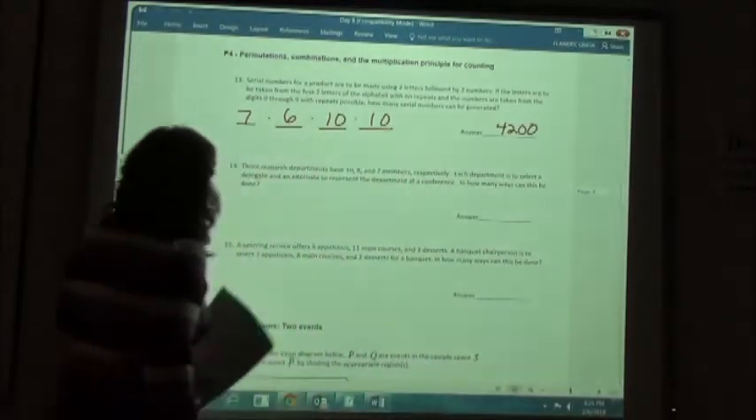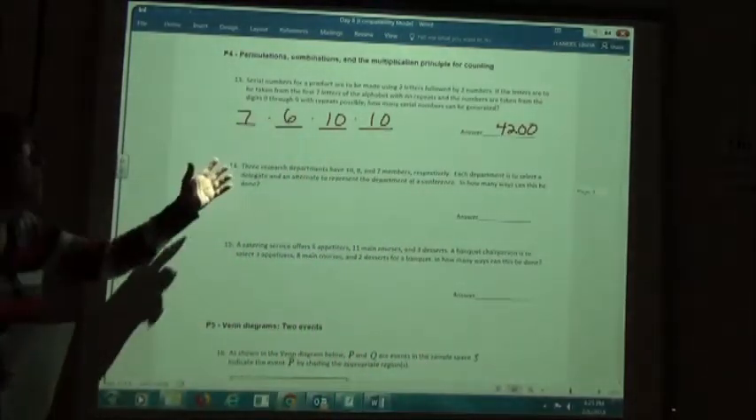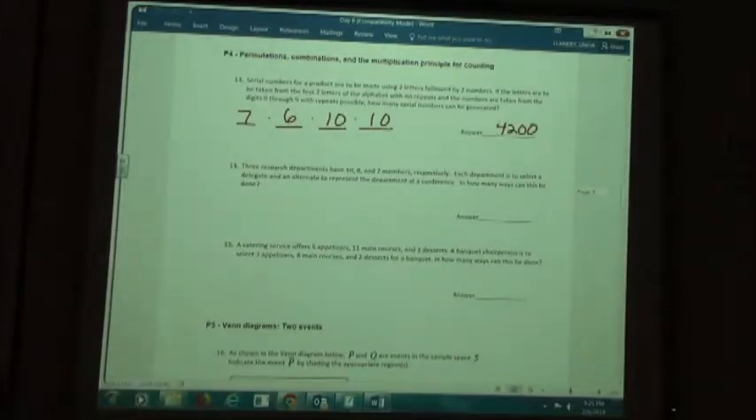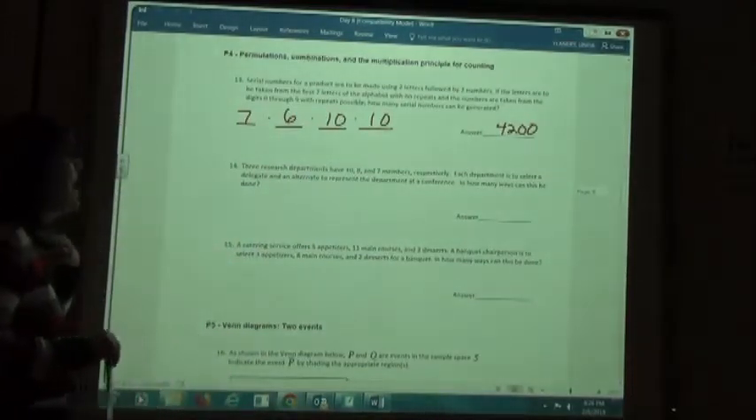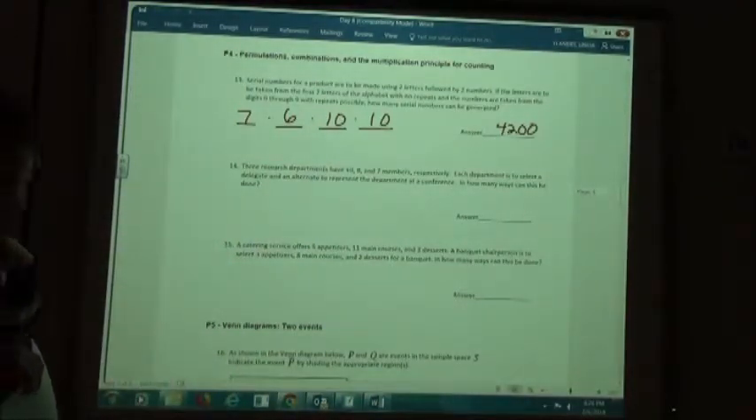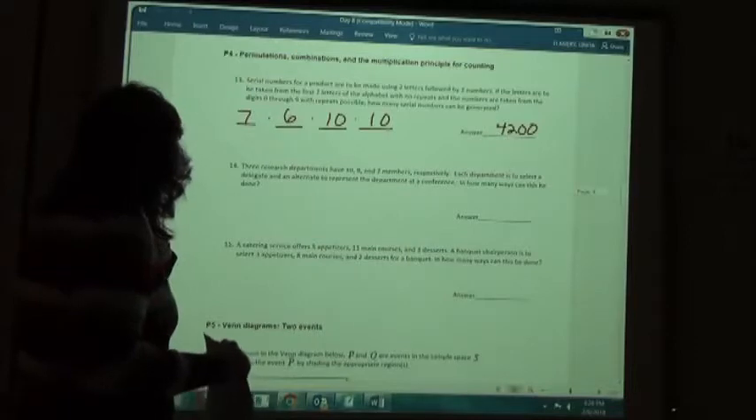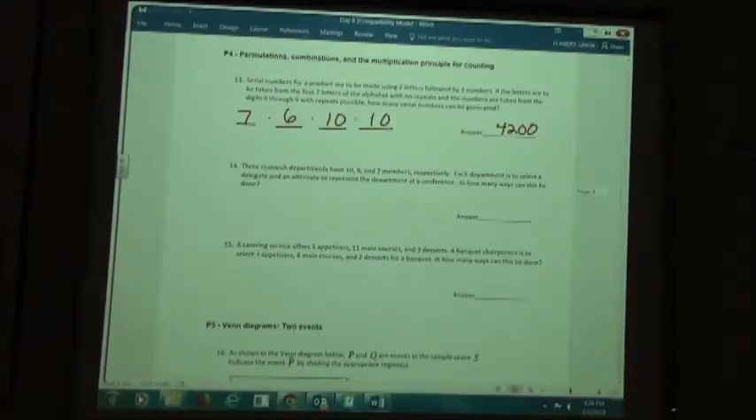Now they're going to use that fundamental counting principle with combinations and permutations by figuring out the answers and multiplying the 3 or however many things together that I'm going to do. I have 3 research departments with 10, 8, and 7 members respectively. Each department is to select a delegate and an alternate to represent the department at the conference. In how many ways can this be done?